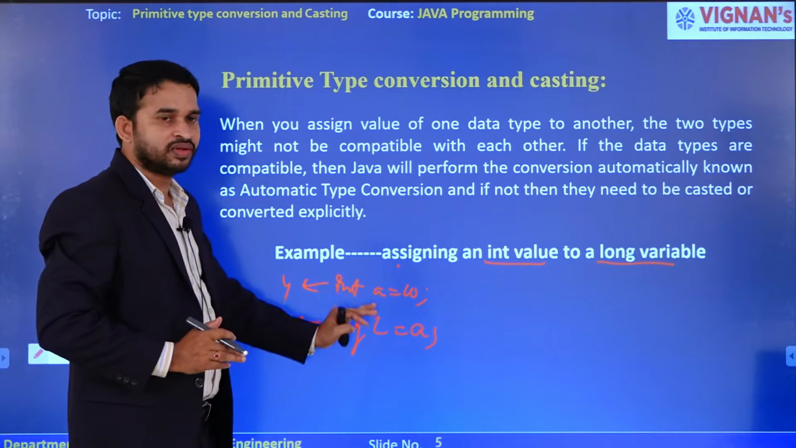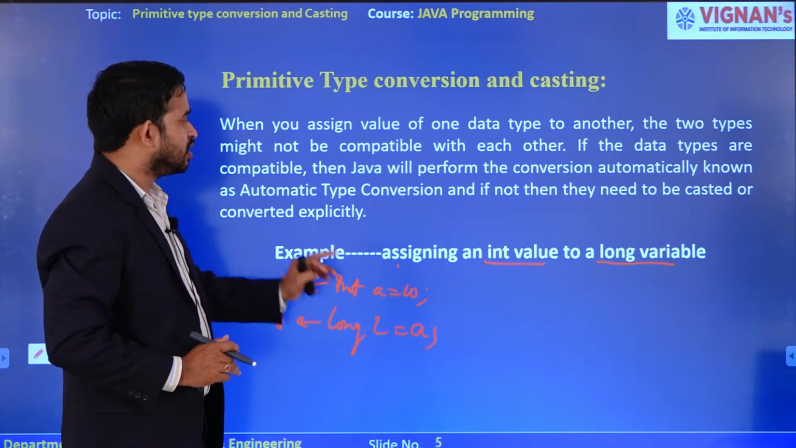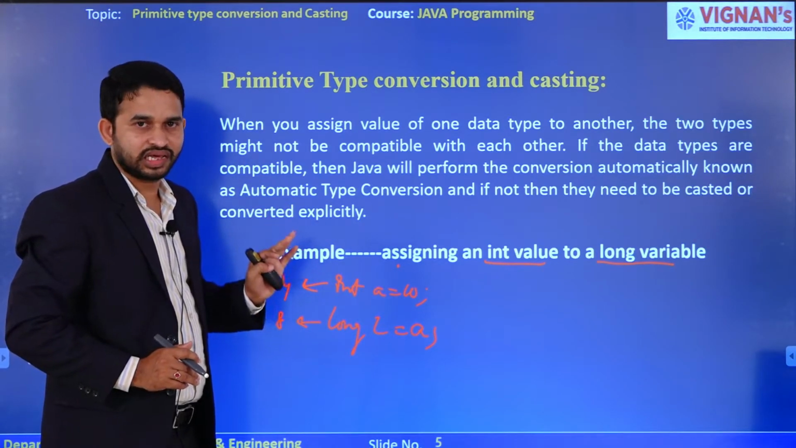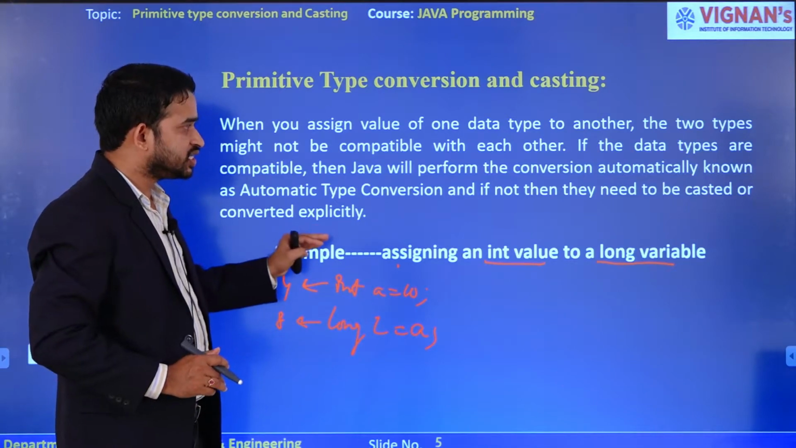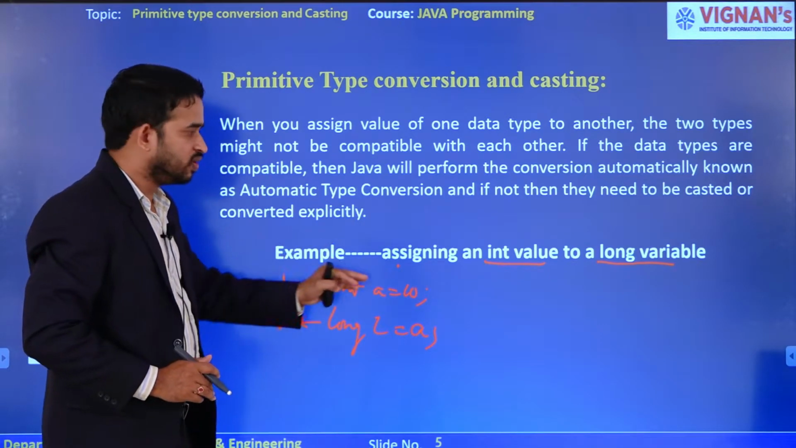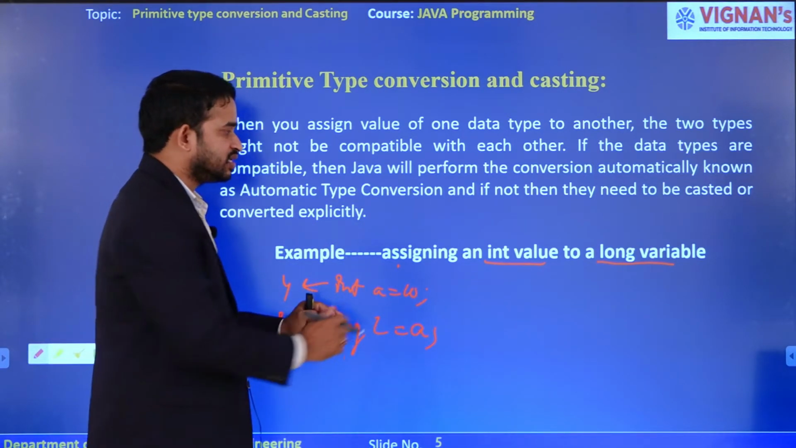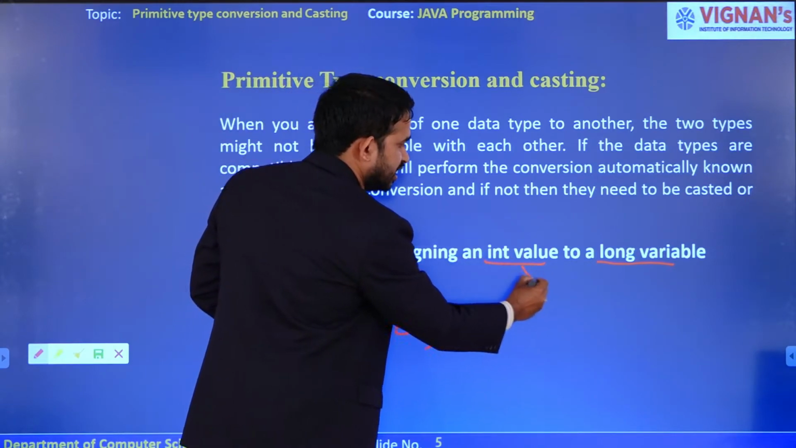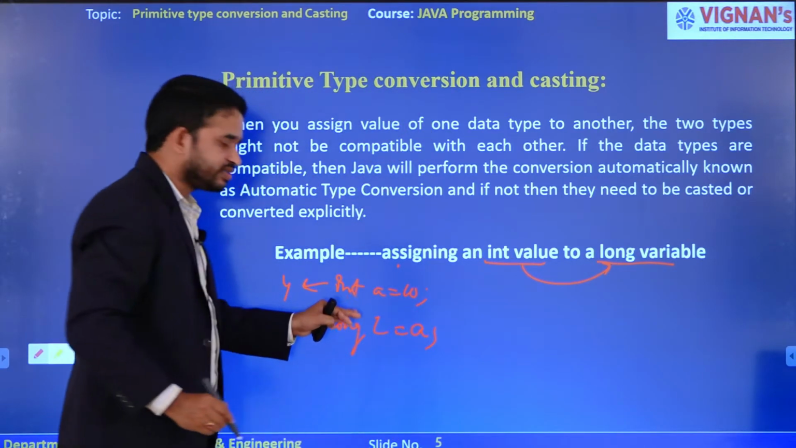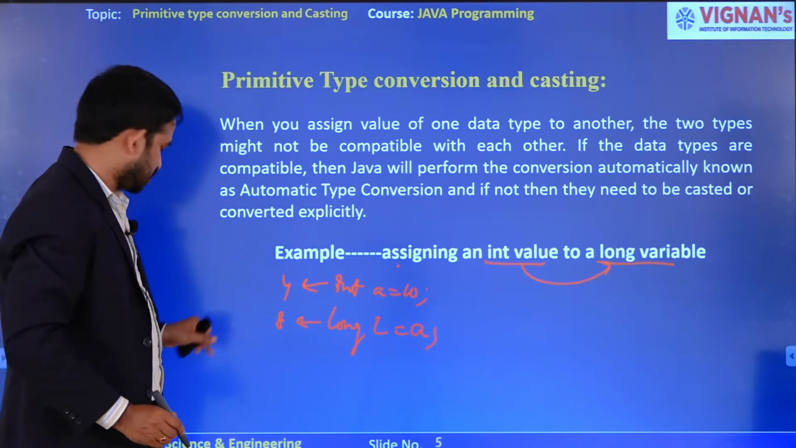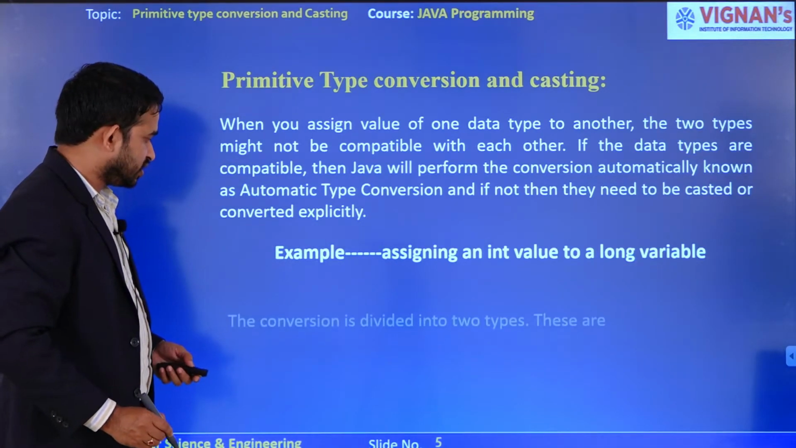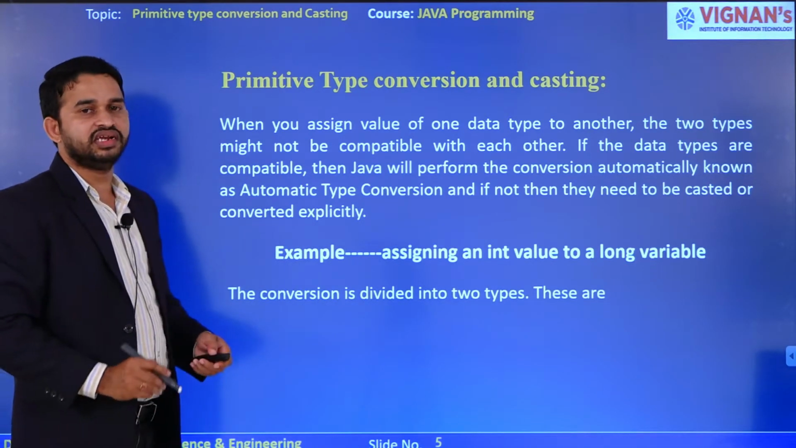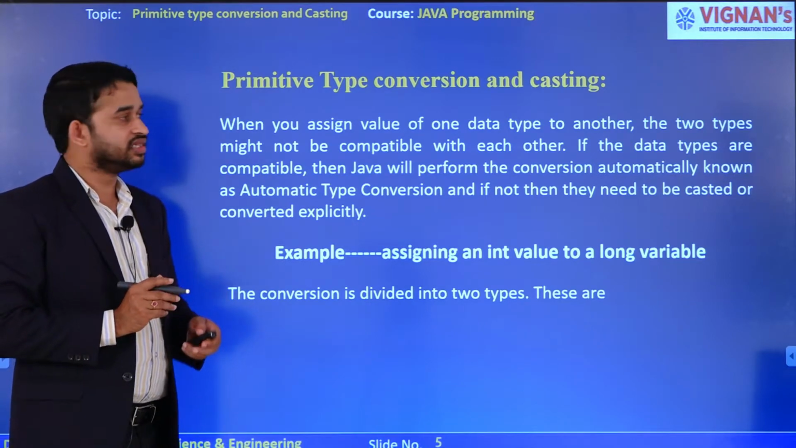So it is possible. This type of conversion we call as what? Automatic type conversion. Clear, right? So this is about the general automatic conversion of one data type to another. Why? Because it is possible to convert integer to long. So this is an example for automatic type conversion. Here the conversion is mainly divided into two types based on the compatibility.